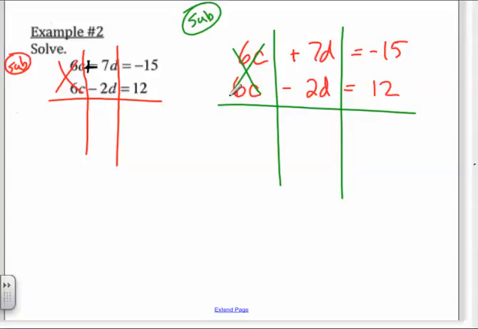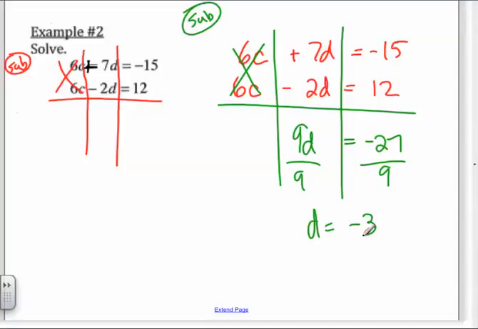What about 7D minus negative 2D? What do I get there when I put those together? 9D. And then what about negative 15 and 12? Negative 27. So I'm going to divide by 9, and D is equal to negative 3.